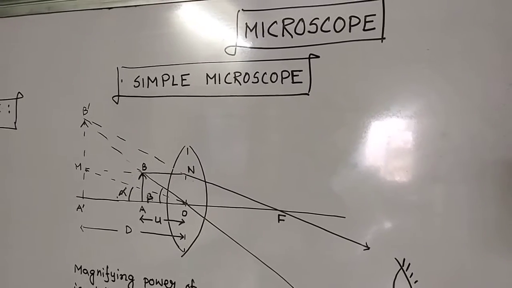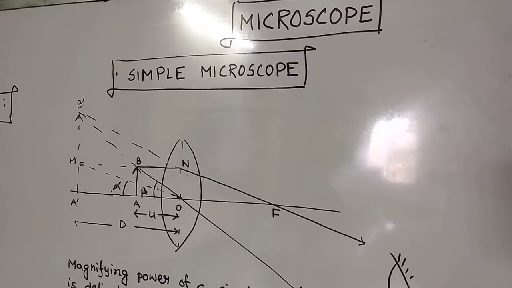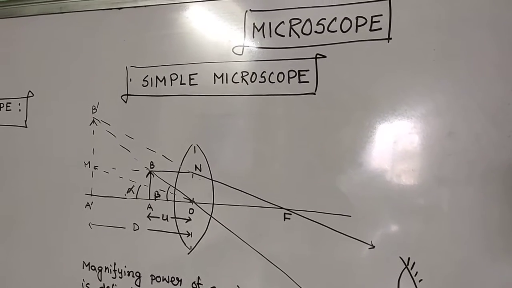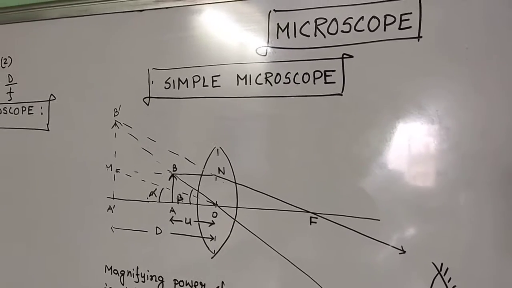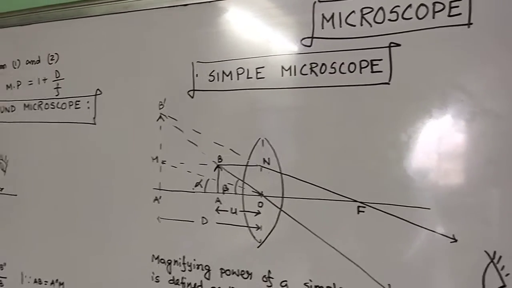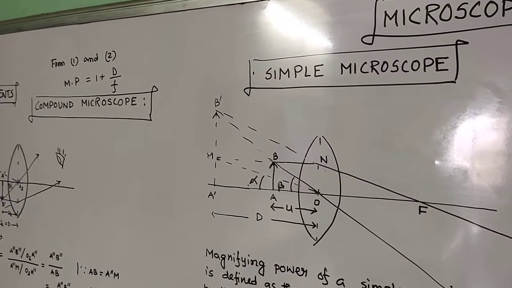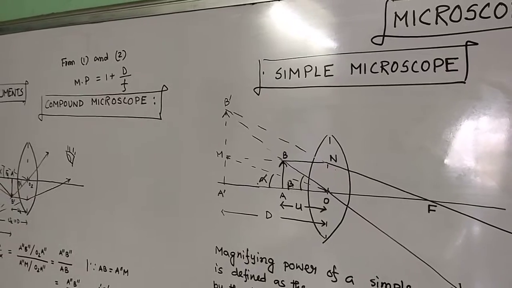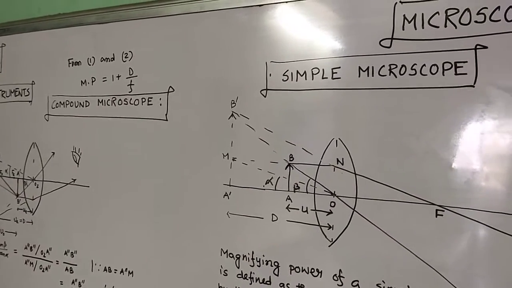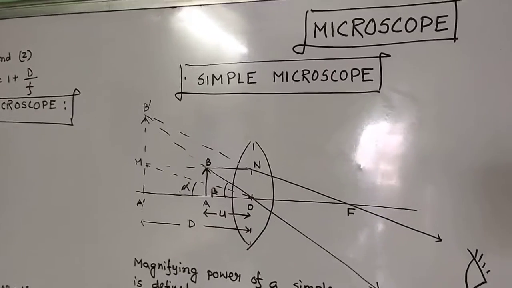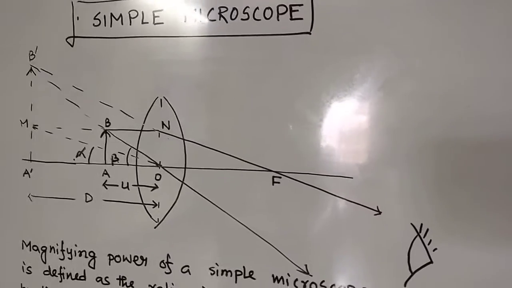Now under microscope there is a classification. One is your simple microscope, another one is your compound microscope. Now the simple microscope is nothing but your magnifying glass, and the compound microscope is nothing but the instrument which is used basically in the biology lab, to see the microscopic objects. Now initially let me start with the topic simple microscope, which is nothing but your magnifying glass.